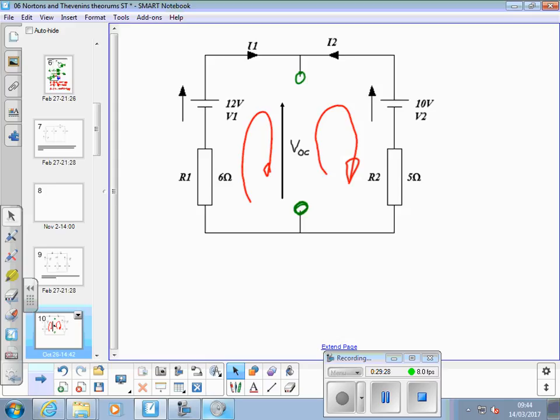You can do that, can't you? Take the open, take V1 out, you'll have a current I2 going in that direction.